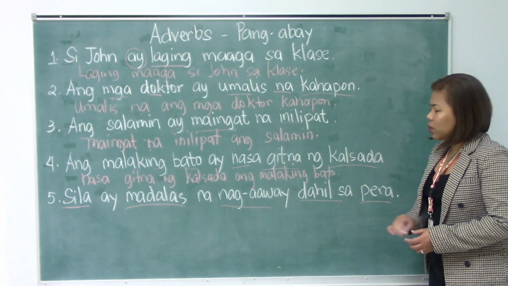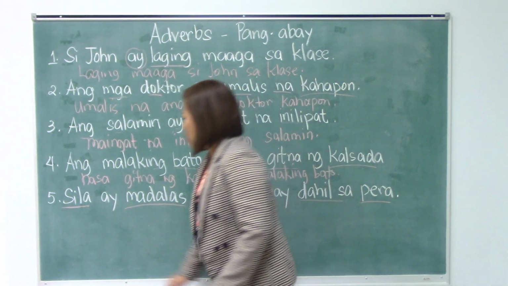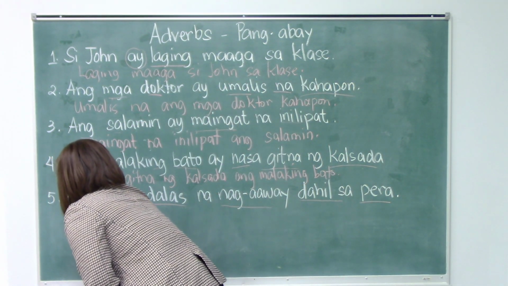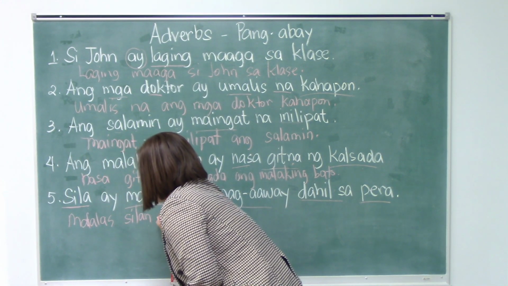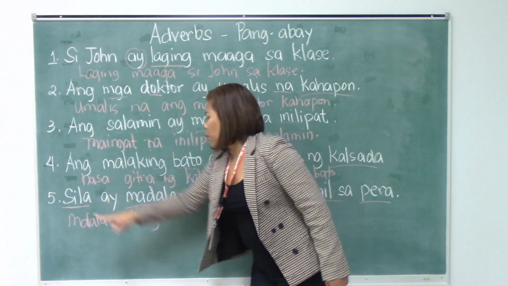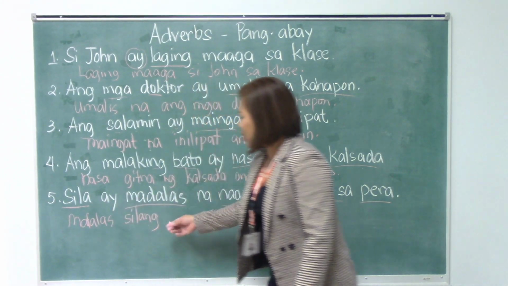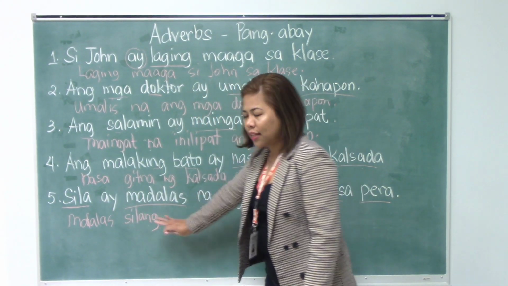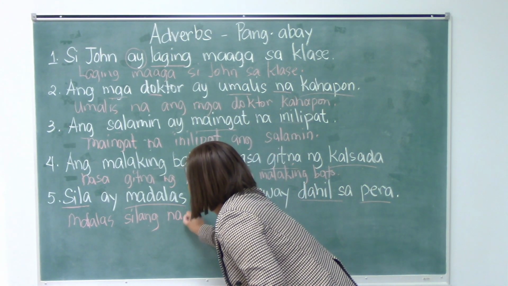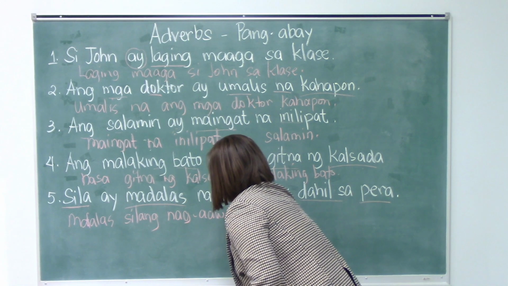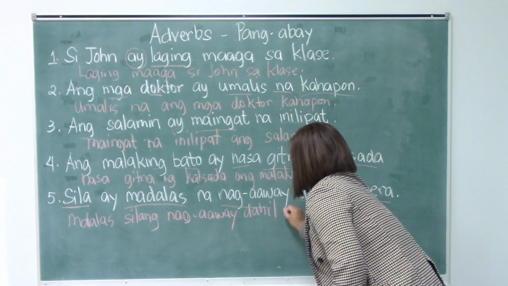So to convert this one into passive voice, we'll use madalas first. Madalas silang. Our sila here, we'll put ng because it's not in the first part of the sentence, it's in the middle, so we need to connect it. So, madalas silang nag-aaway dahil sa pera.